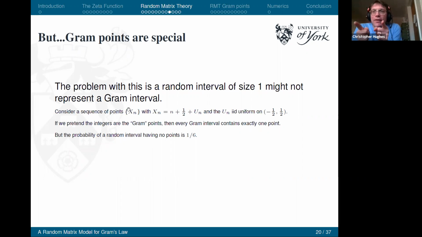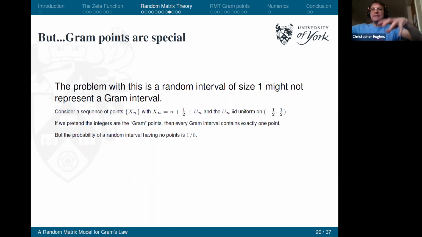Now, if I pretend that the integers are my Gram points, then a randomly chosen Gram interval will always, always, always contain exactly 1 point, because that's how I designed it. I dropped a point between 1 and 2. I dropped a point between 2 and 3. But if I just dropped a random interval of size 1 somewhere down here, plop, it could, and probably will, straddle 2 Gram points.